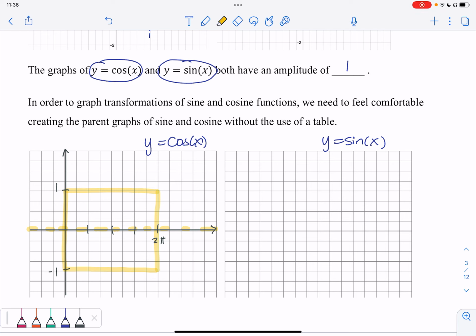And then I'm going to draw the 5 key points of the one period of cosine of x inside. Now I saw that the cosine function kind of looks like a bowl. So a bowl or a vase.